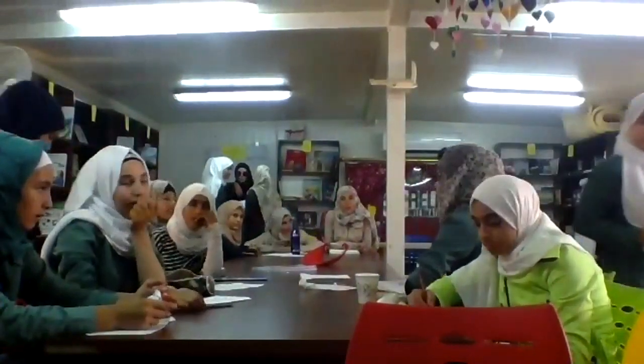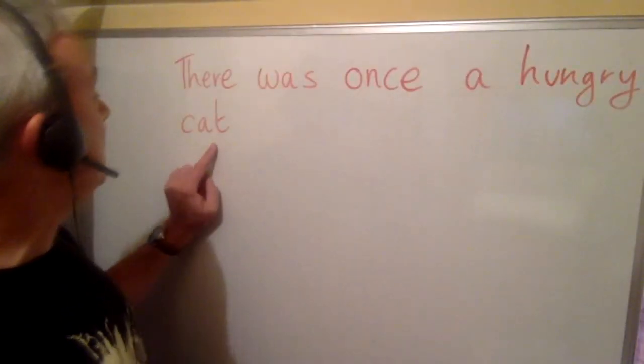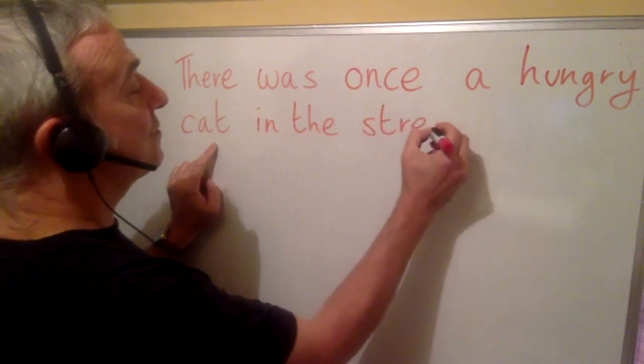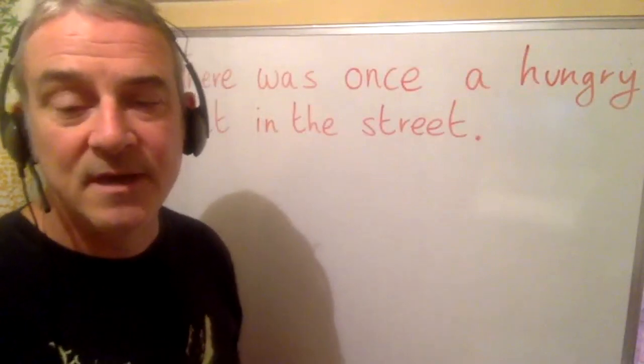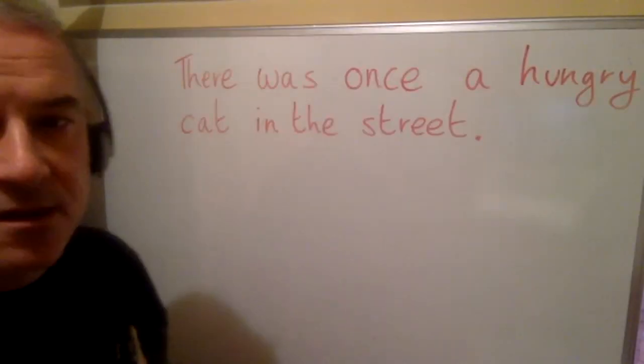Let's have Lina. Yalla Lina. There was once a hungry cat. What's the word, Lina? In the street. There was once a hungry cat in the street. Great. Excellent. Brilliant. Okay, let's have Reham now. Yalla Reham. There was once a hungry cat in the street.